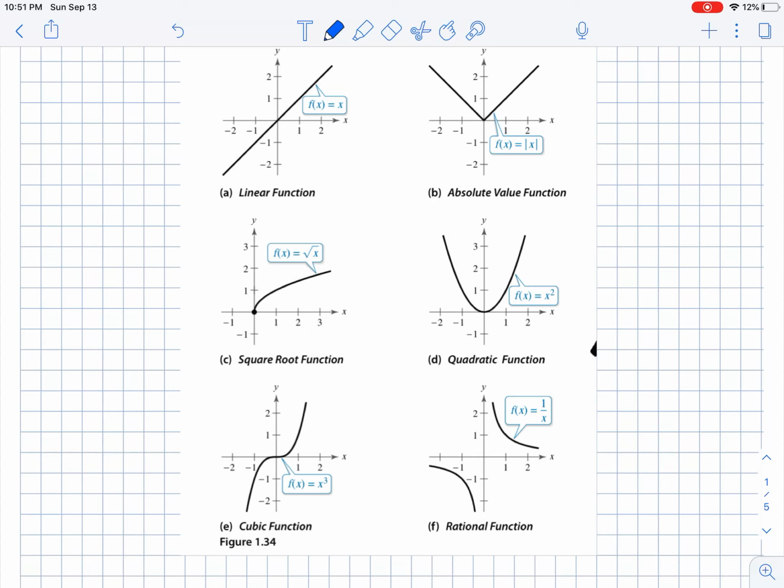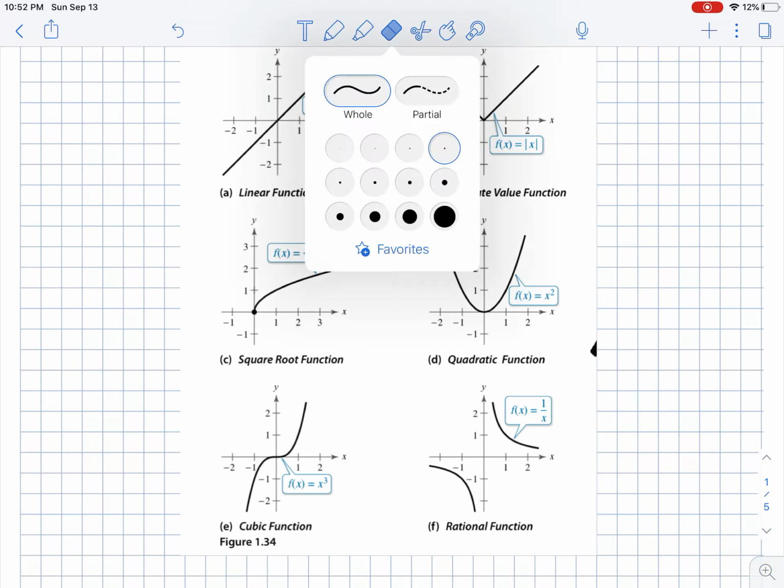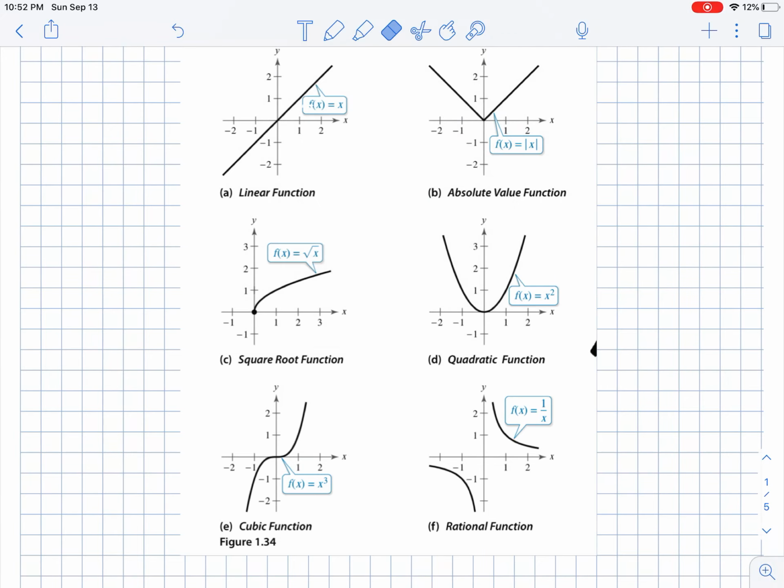We call these parent graphs because they're the most basic version of these graphs. And we're going to look here and we see that here's a parent graph. It's linear. The linear parent graph is just x, where we know the slope is 1. It goes through 0, 0. This is the absolute value function, where it's just absolute value of x. We know it goes through 0, 0. It has a slope of 1 to the right and a slope of -1 to the left.